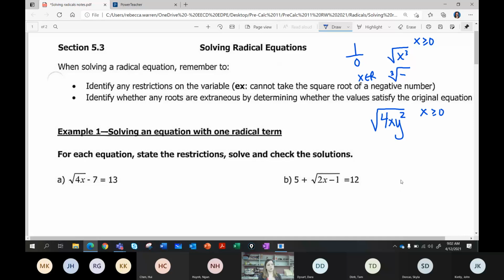Why don't you need a restriction for y? It's the same reasoning that I just explained. Yep, Darren, go.